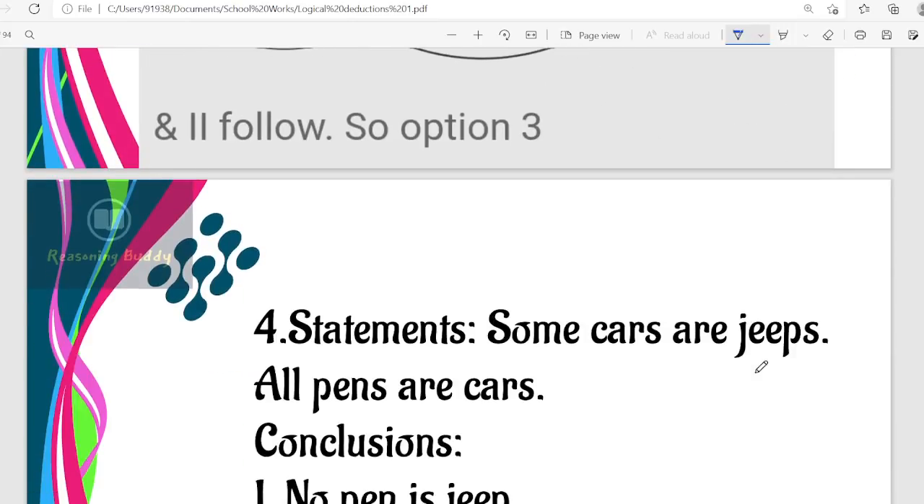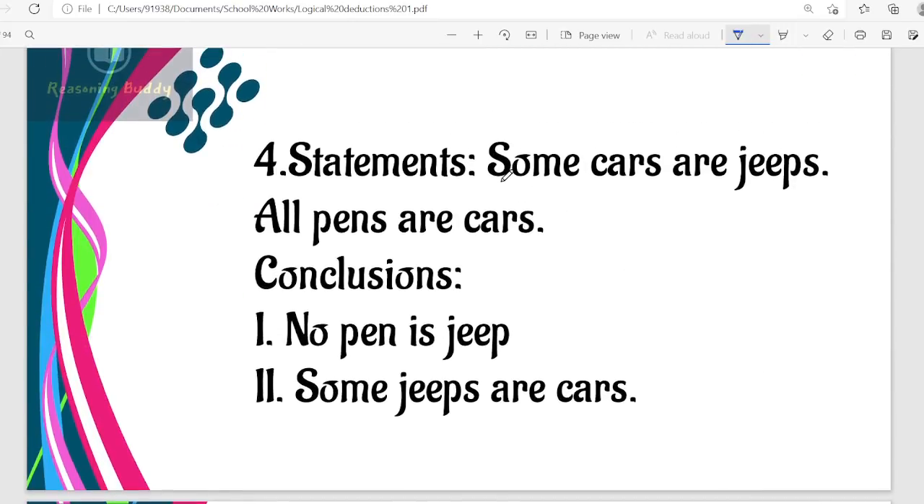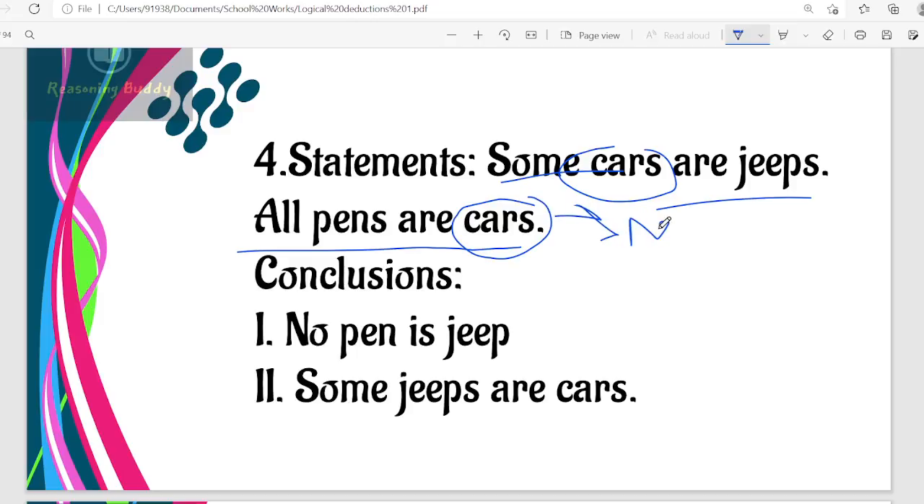Both two are correct. Next, some cars are jeeps. All pens are cars. The common term is cars. So here you can see car is not distributed even one time. So there will be no conclusion for this statement. But you can check for different statements. I have said before to choose for one statement. So according to rule number 2, this statement has no conclusion, but I have told you a theory to get a conclusion. That is different statements.